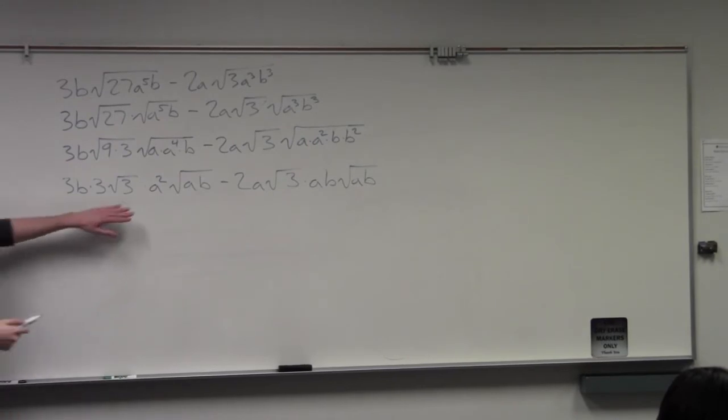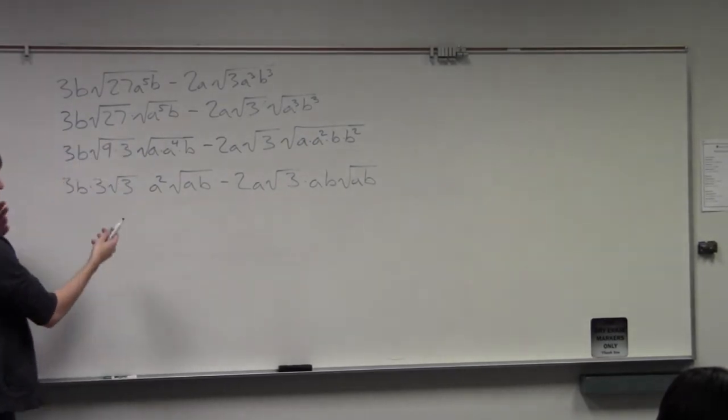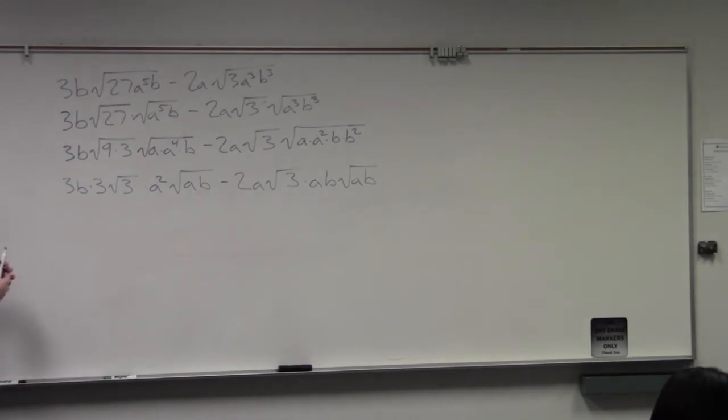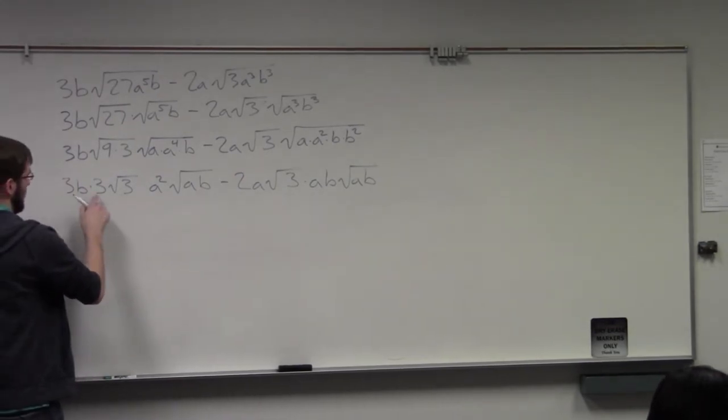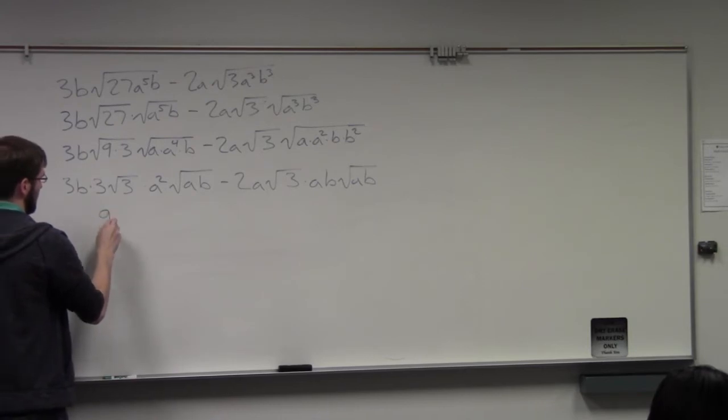All right, so now for this guy and this guy, let's put the numbers in front and the numbers under the radicals together. So I have 3 times 3, which is 9. I have an a squared, and I have a b.